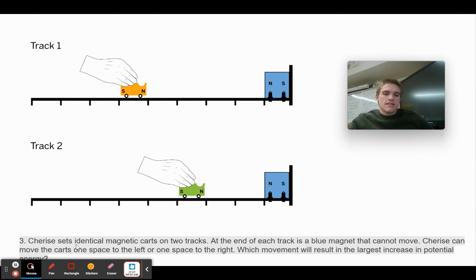Charisse sets identical magnetic carts on 2 tracks. At the end of each track is a blue magnet that cannot move. Charisse can move the carts one space to the left or one space to the right. Which movement will result in the largest increase in potential energy? Moving this magnet one left or this magnet one left or right?